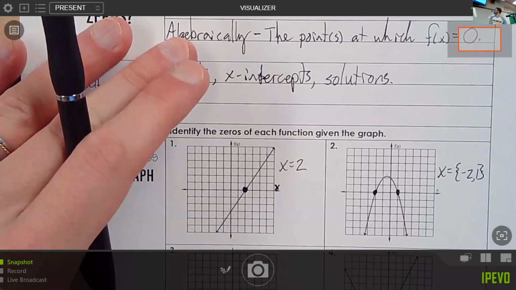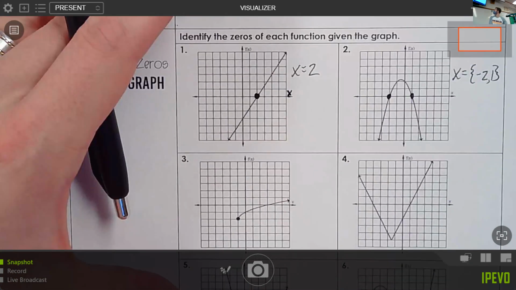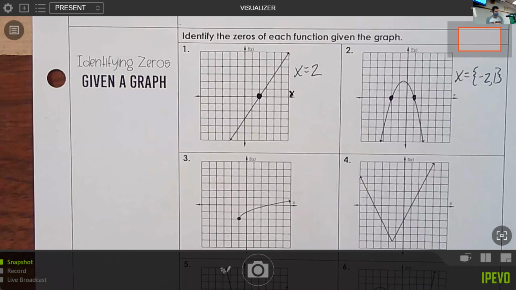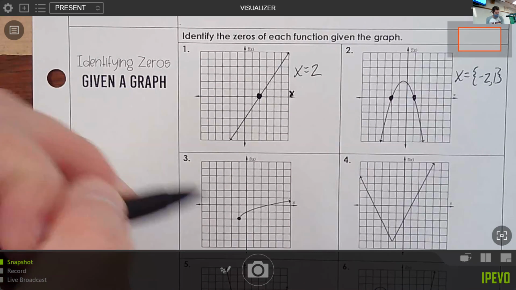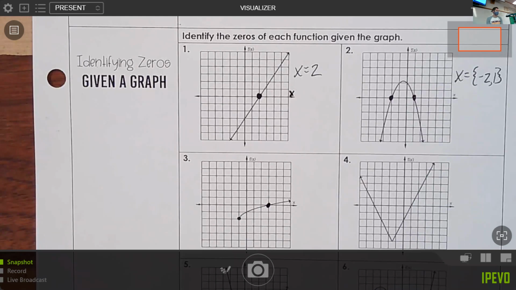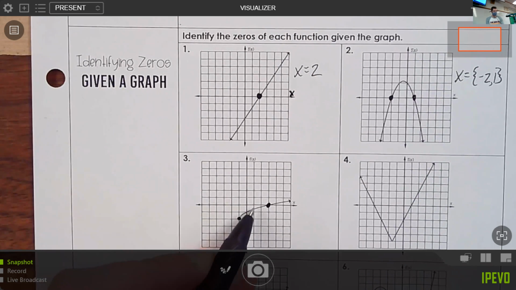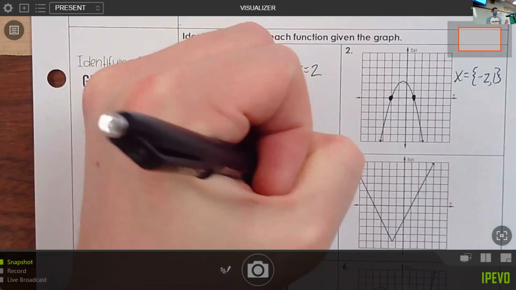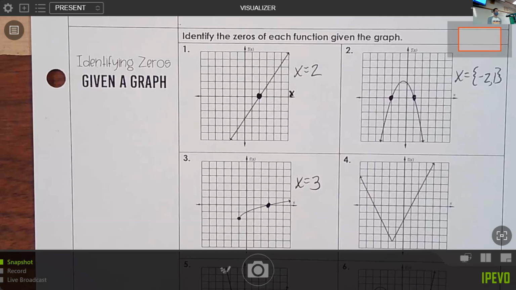All right, let's look at number 3. We've got the point where it crosses the x-axis is right here. So what number is that for x? How far over is it? What number do we get? X equals 3. Yeah. From the middle, it's 1, 2, 3 over 3. So x equals 3. And it's on the positives. So x equals positive 3.